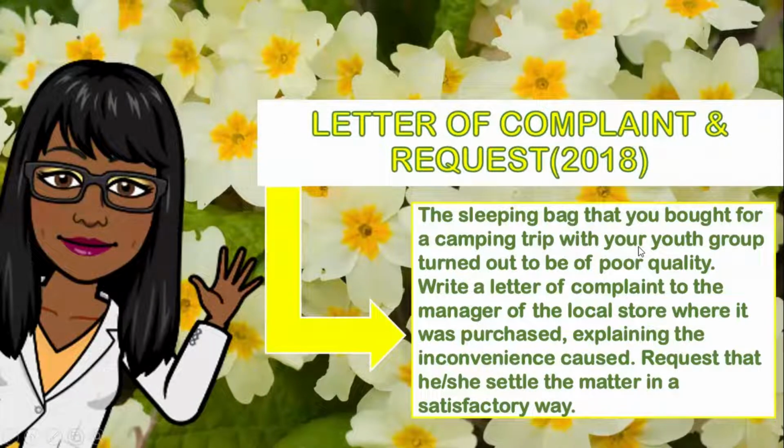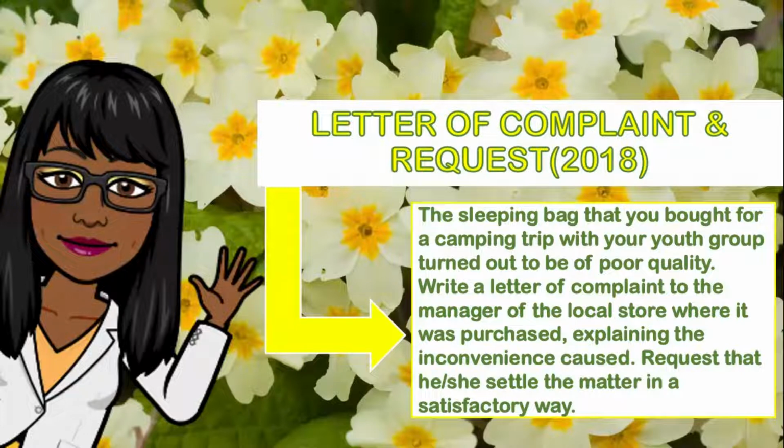Now, the prompts that we're going to look at are prompts from the 2018 paper. This is just to give you an idea of what the prompts might include, or what they might ask you to do. So the first one, and this is a combination of a letter of complaint and a letter of request. The sleeping bag that you bought for a camping trip with your youth group turned out to be of poor quality. Write a letter of complaint to the manager of the local store where it was purchased, explaining the inconvenience caused. Request that he or she settle the matter in a satisfactory way.